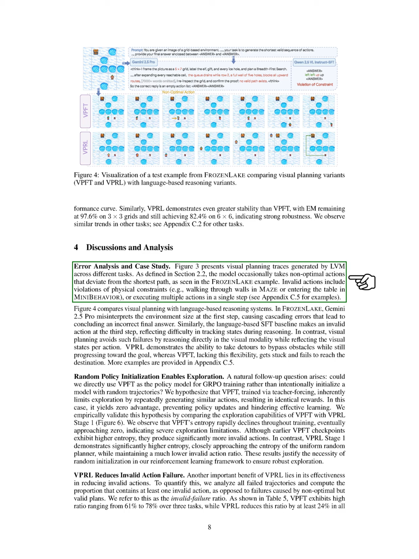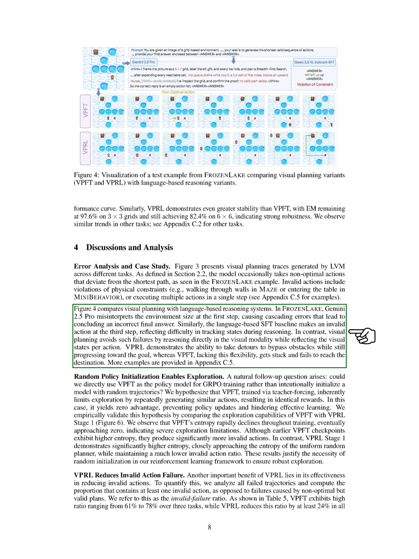We compare visual planning with language-based reasoning systems. In FROZENLAKE, we observed that Gemini 2.5 Pro misjudges the environment size at the first step, leading to a series of errors and an incorrect final answer. Similarly, the language-based SFT baseline makes an invalid move at the third step, showing challenges in tracking states during reasoning.